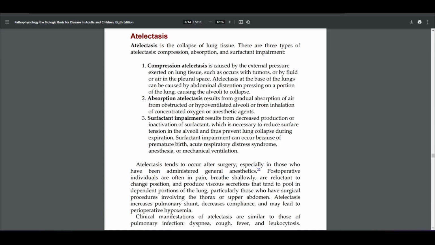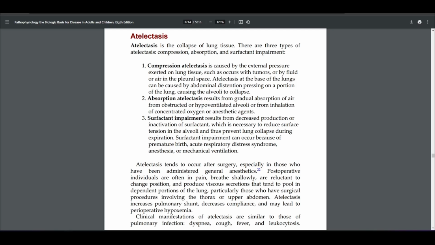Atelectasis. Atelectasis is the collapse of lung tissue. There are three types of atelectasis: compression, absorption, or a surfactant impairment. Compression atelectasis is caused by the external pressure exerted on the lung tissue, such as occurs with tumors or fluid or air in the pleural space.